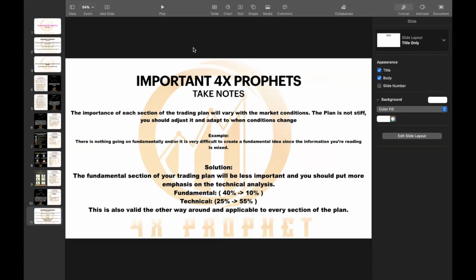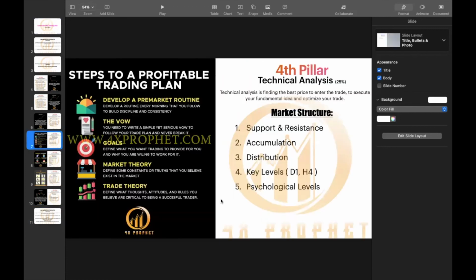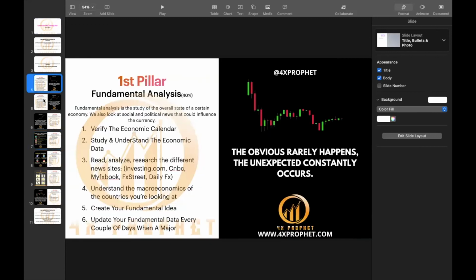So let me go back on it. So technical analysis is finding the best price to enter the trade to execute your fundamental idea and optimize your trade. Then you have fundamental analysis, which is the study of the overall state of a certain economy. And we also look at the social and political news that could influence the currency or also the index. Let me know if you got that.